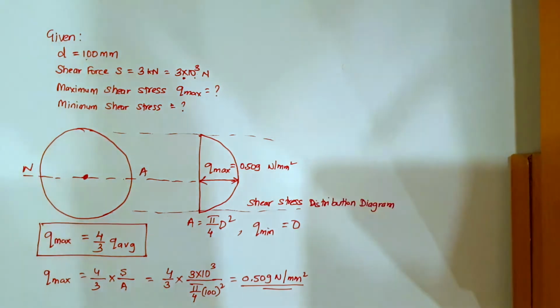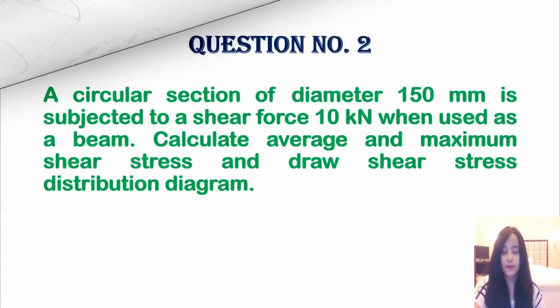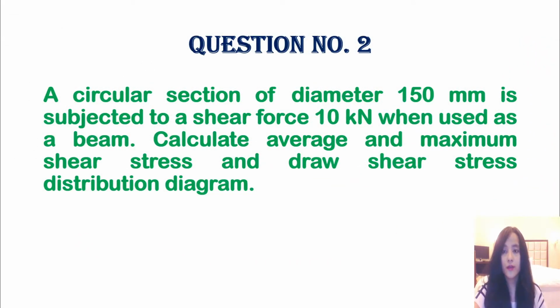So I hope this numerical is clear. Now for the second numerical, it says a circular section of diameter 150 mm is subjected to a shear force of 100 kN when used as a beam. Calculate the average and maximum shear stress and draw the shear stress distribution diagram. Now again in this case it is a circular section.